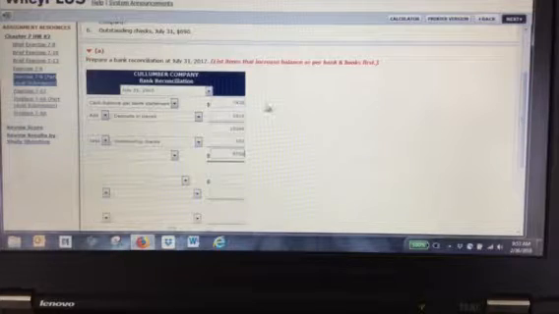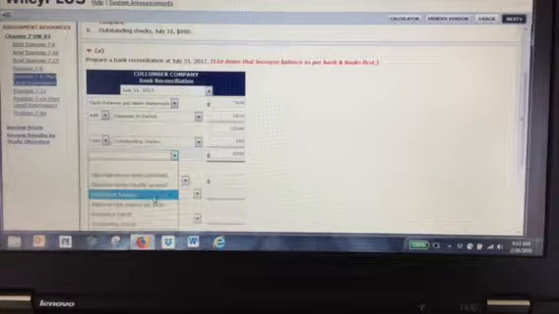That would give us that $9,558, which is actually giving us an adjusted cash balance per the bank. So we want to put that in that figure there.